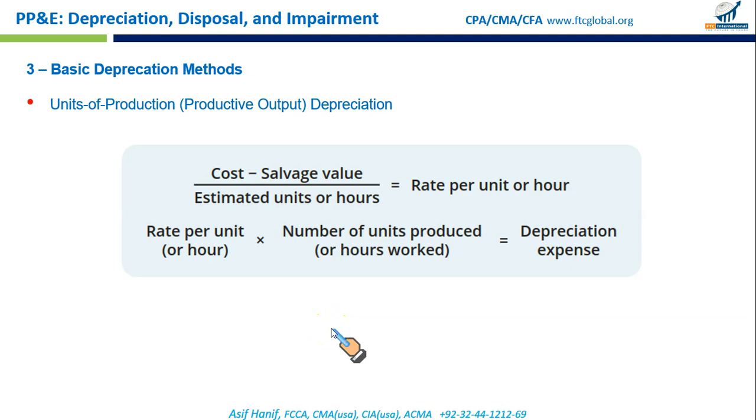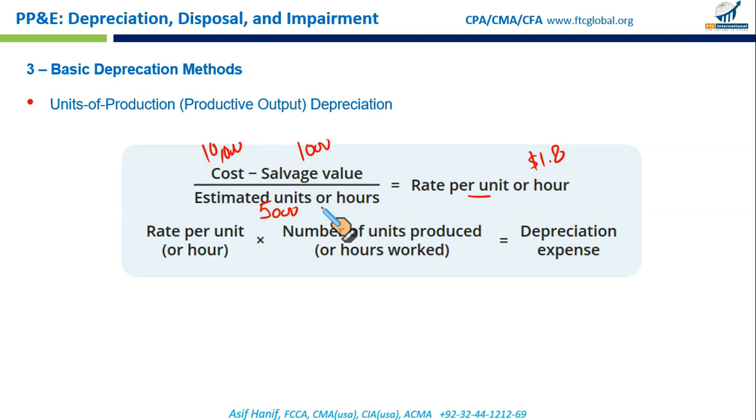Let's say we have an asset with the cost of $10,000, same numbers we're using repeatedly, with the salvage value of $1,000, right? Let's say it can produce a total of 5,000 units over its life. So then 10,000 less 1,000 upon 5,000, that's going to be $1.8 per unit or per hour, whatever the driver is, right?